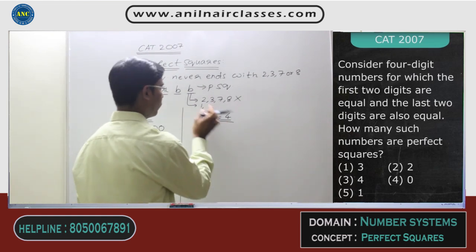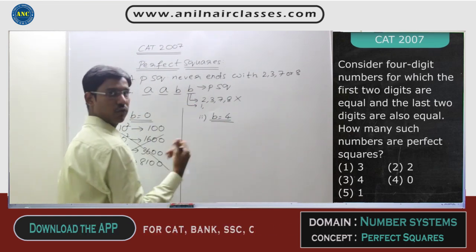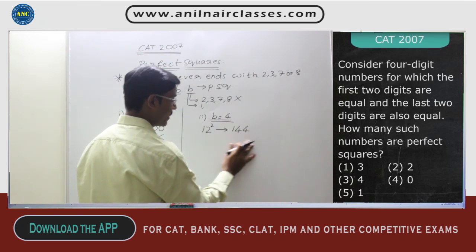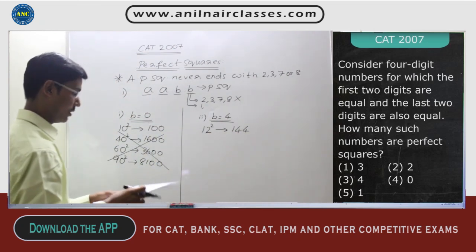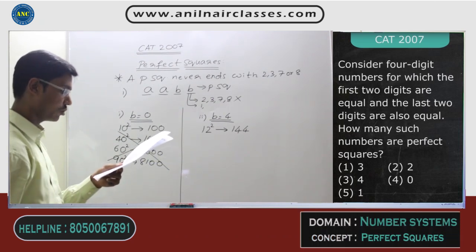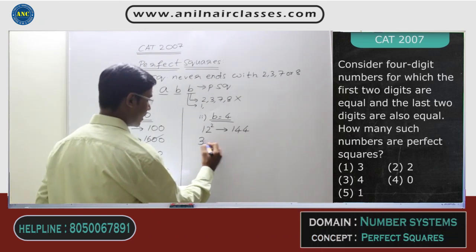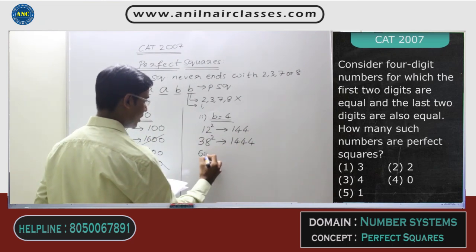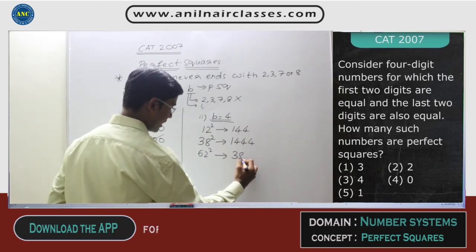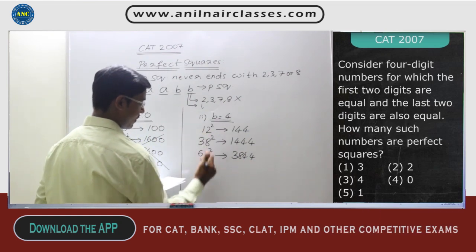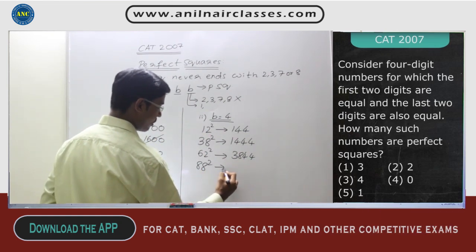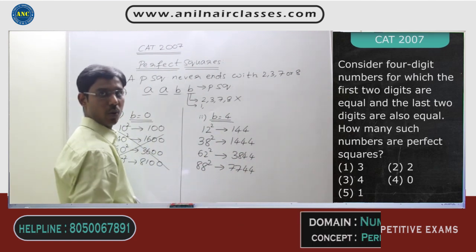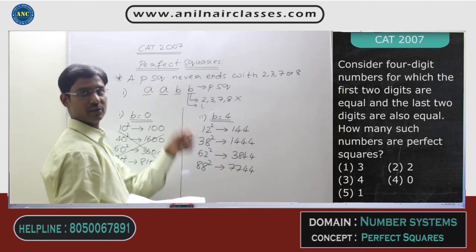Similarly, B should be 4. The last two digits will be 4, 4, 44. What is the smallest number which, when squared, gives last two digits as 44? 12 square. Then 50 minus 12 is 38. 38 square is 1444. 50 plus 12 is 62. 62 square is 3844. 100 minus 12 is 88. 88 square is 7744. If I take 100 plus 12, it is 112. 112 square is a 5-digit number. It's not a 4-digit number.